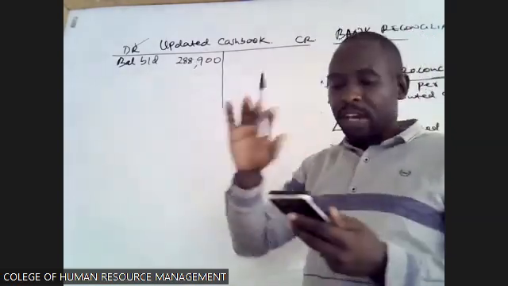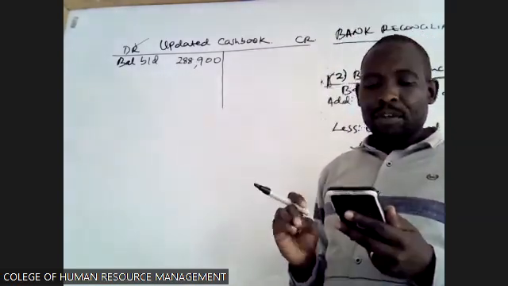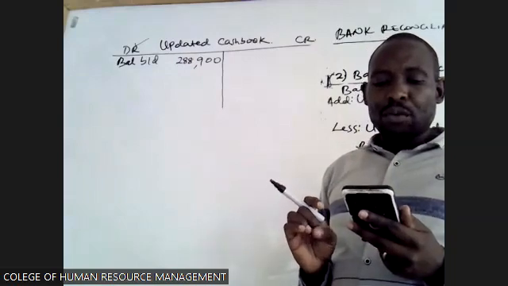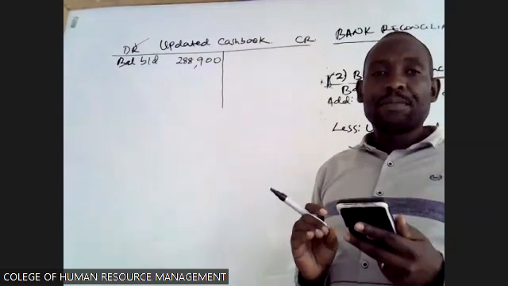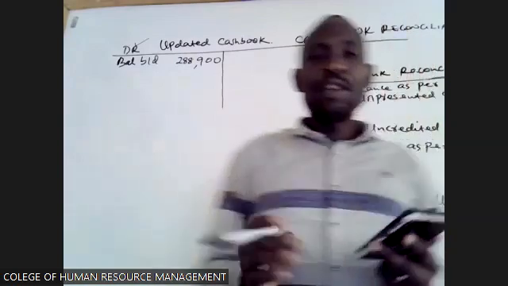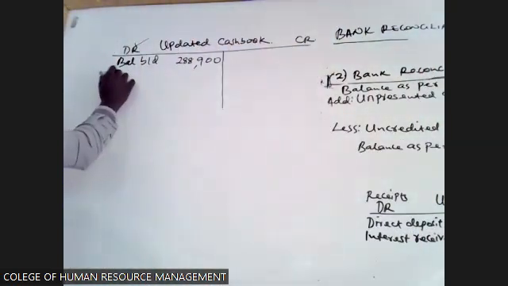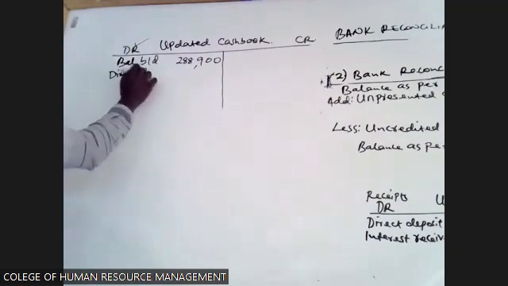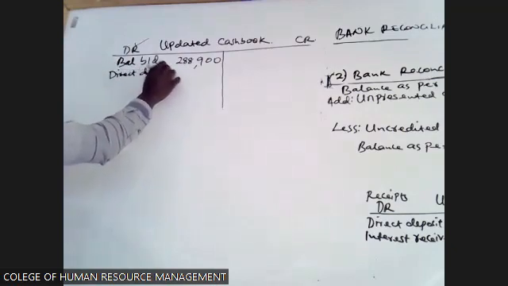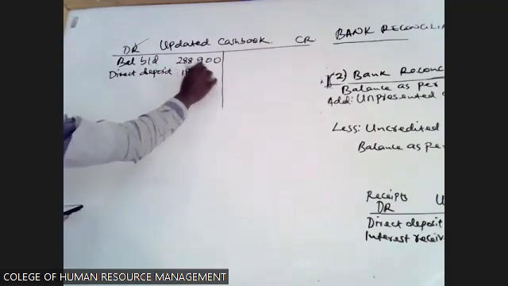Is it on the debit of the cash book that is given there? If you look at the debit of the cash book, do we have 18,000? No, it is not there. We need now to include it, and that is actually the direct deposit. It is missing. Anything that is missing, we include it. 18,000.